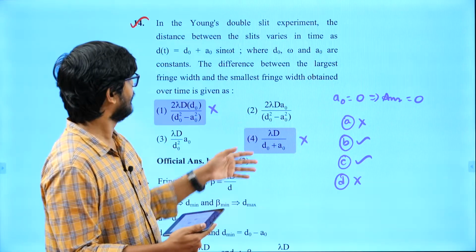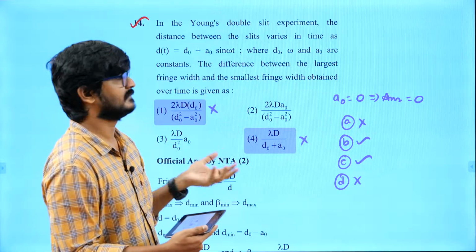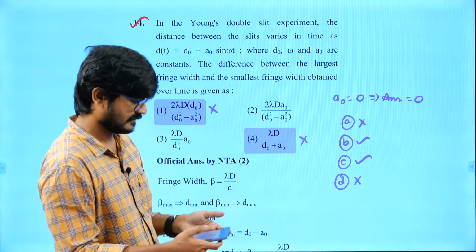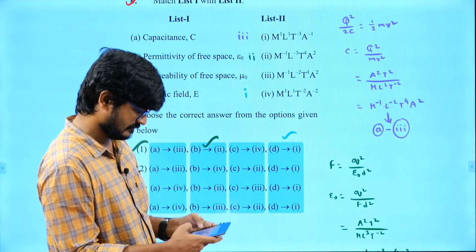Next one, I checked when A is 0. When A is 0, it is normal YDSE. So the difference in the fringe widths will be 0. So from there I can eliminate 2 options. Next one is direct dimension analysis.